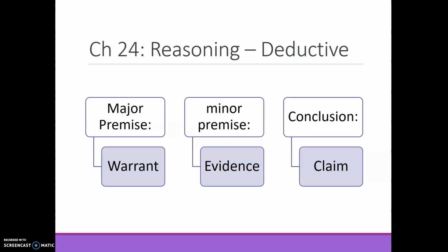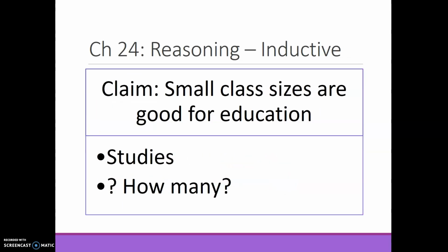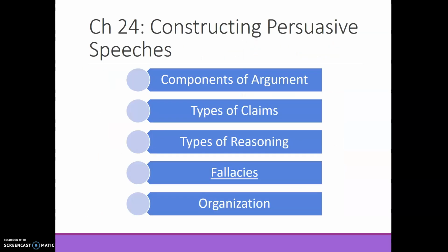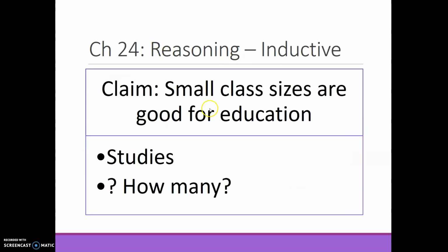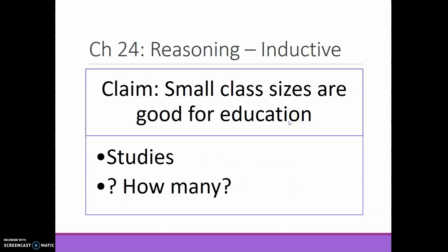we can move forward. So remember, your major premise is your warrant, your minor premise is your evidence, and your conclusion is your claim for deductive. And then for inductive, you're going to be doing specific examples and general conclusions.